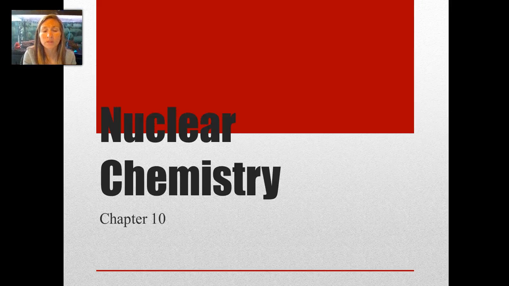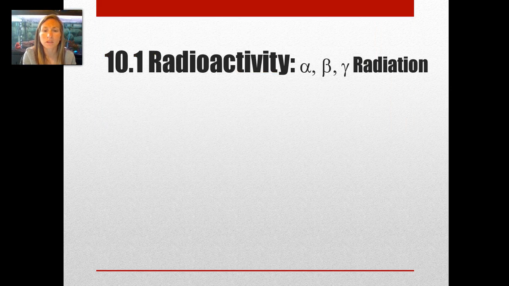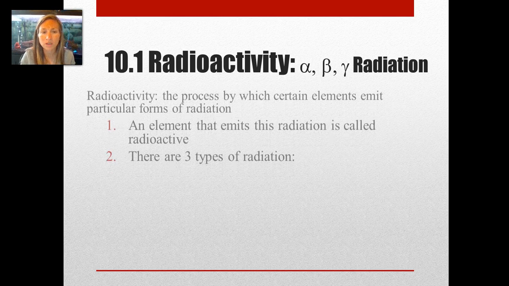Today we're going to cover the first two sections of Chapter 10 in Nuclear Chemistry. We are going to cover just what radioactivity is and different types of radiation, as well as how to calculate half-life. So let's go ahead and get started with Section 10.1, which describes alpha, beta, and gamma radiation.